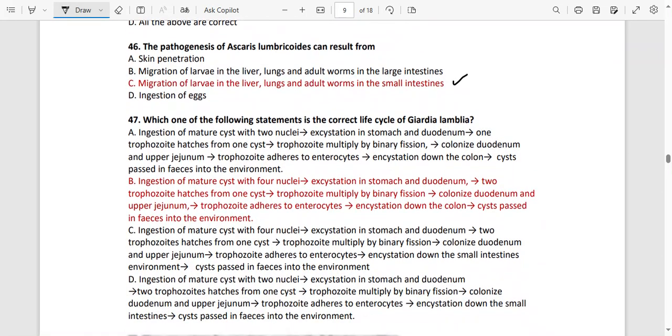Number 47. Which of the following statements is the correct life cycle of Giardia lamblia? We've already described the life cycle. Did we describe the life cycle of Giardia, or was that Trichomonas?